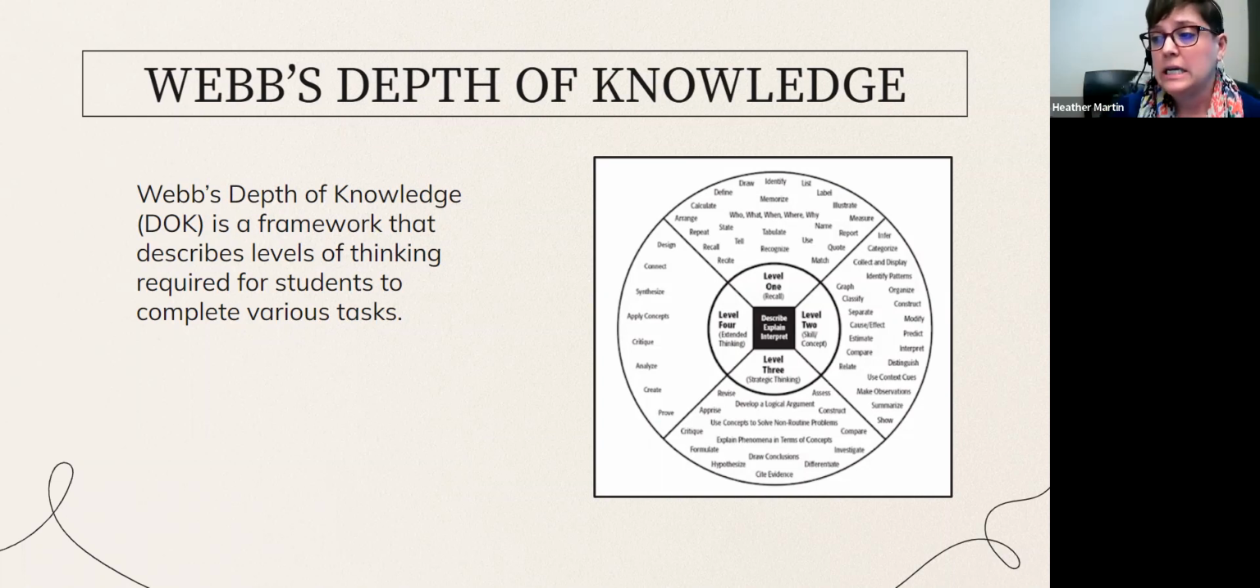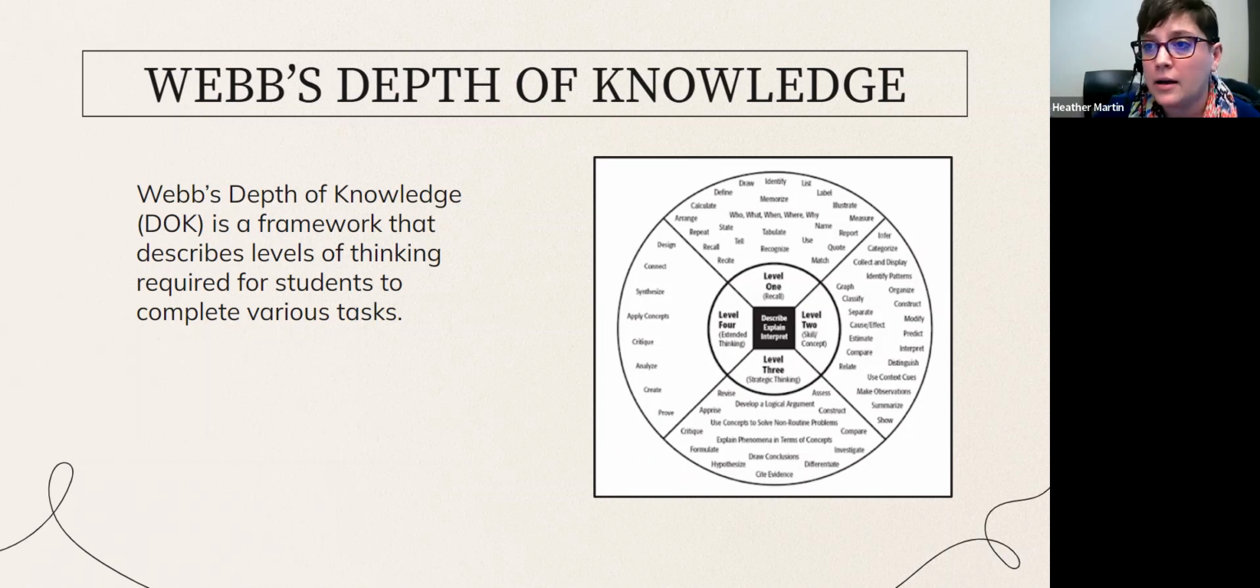Level 3 is strategic thinking. And in strategic thinking, we're extending beyond level 2, obviously. And you see verbs like formulate, critique, develop a logical argument, cite evidence. So here they're really pulling from various sources to take what they've been given and pull from other sources to apply it to different places.